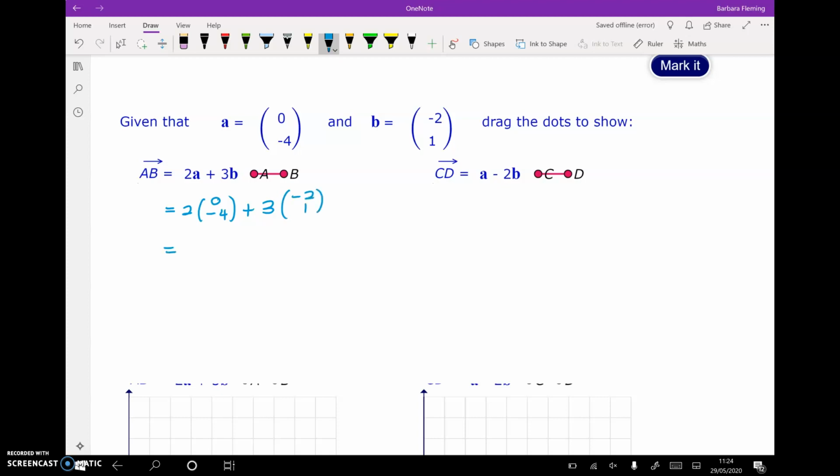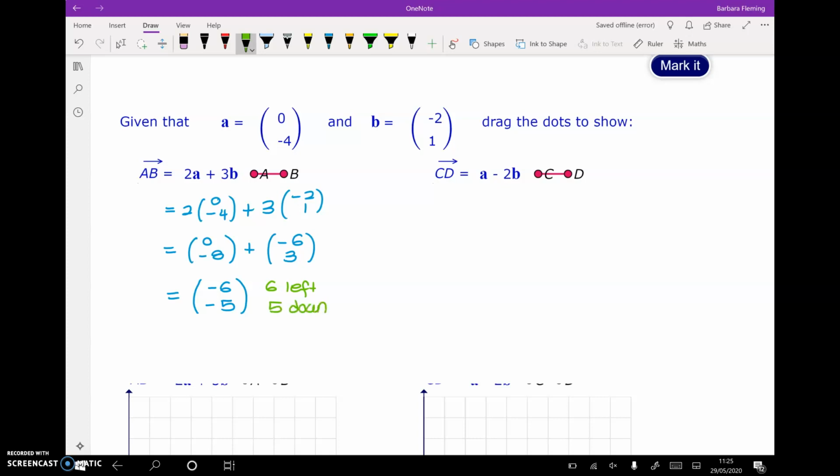Now with vectors, we're multiplying them by that scalar number, so just the number in front. 2 times 0 is 0, 2 times -4 is -8. And then we're adding on 3 times -2, which is -6, and 3 times 1 is 3. And then we just add each of these numbers together. 0 plus -6 is just 0 take away 6, which is -6. -8 plus 3 gets us to -5. So this is going to be a movement where we're going 6 left because of the negative, and 5 down.